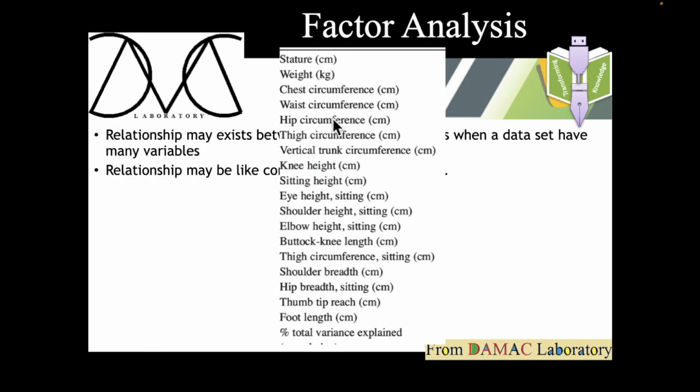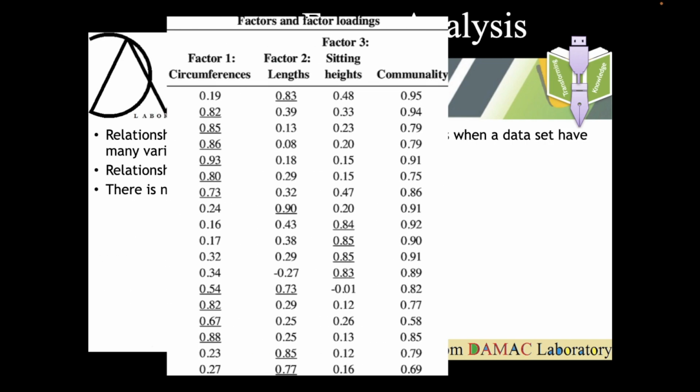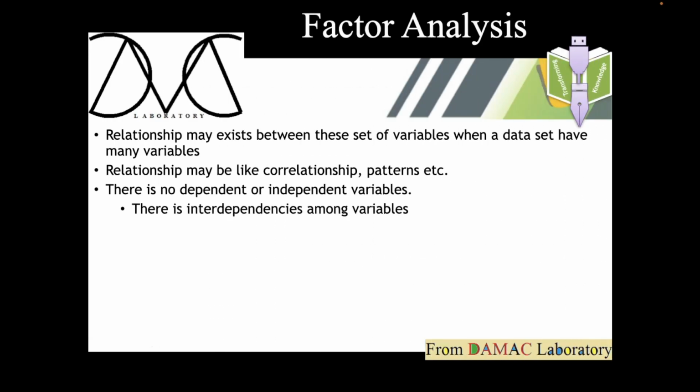Now, there should be no dependent or independent variable among those variables. That should be a required property. The measurable factors we have at the beginning should not depend on each other or be independent of others. There is a term for this, we call it interdependencies. We say there are interdependencies between the variables.